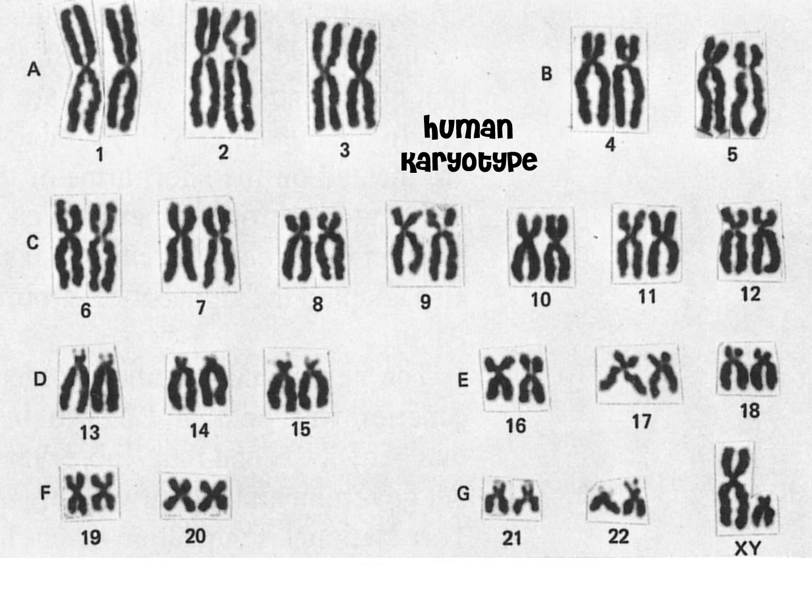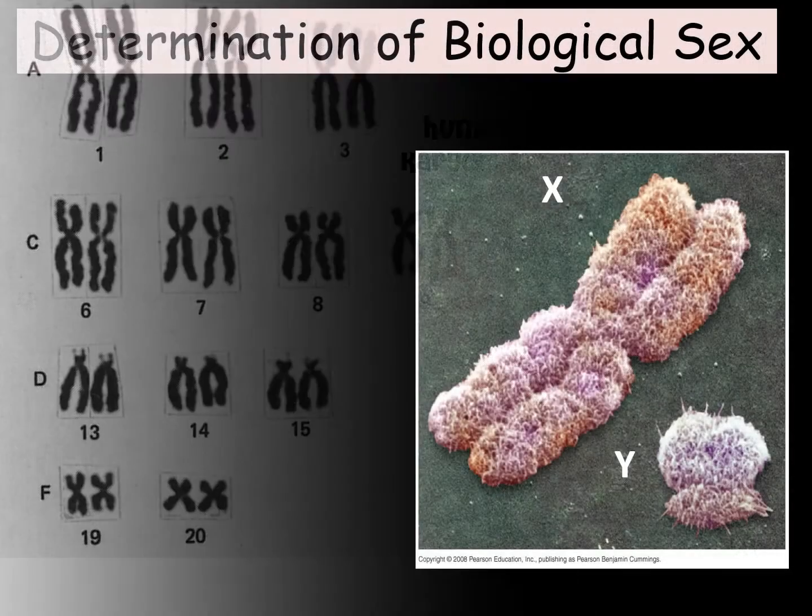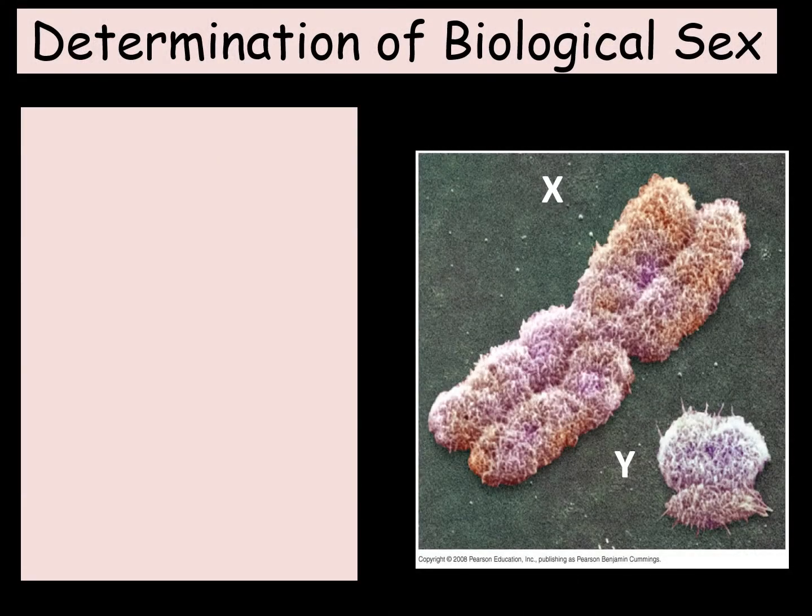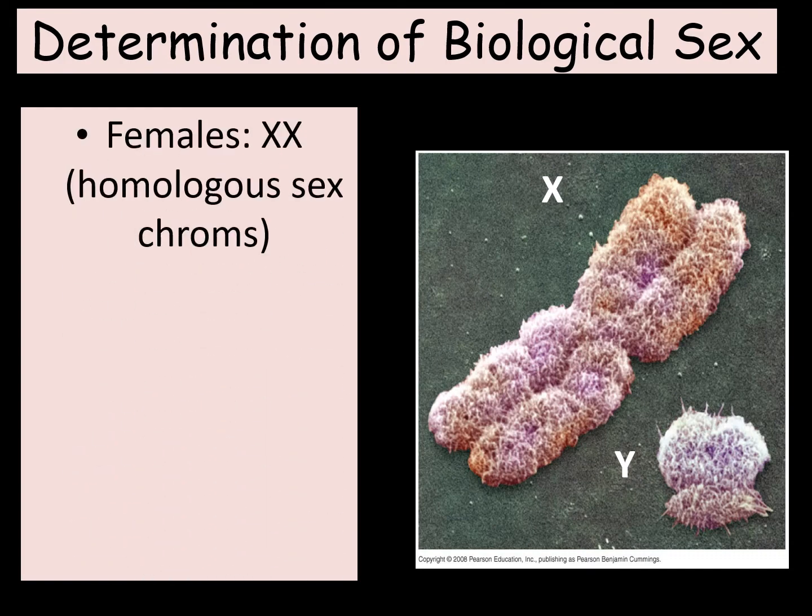Now, what do geneticists use these for? Well, they use it to diagnose genetic disorders, because if you find that a piece of the chromosome is missing or you have an extra copy of a chromosome, that usually indicates some sort of genetic disorder. Biological sex is determined by looking at that 23rd pair of chromosomes. The other pairs, 1 through 22, are called autosomes.